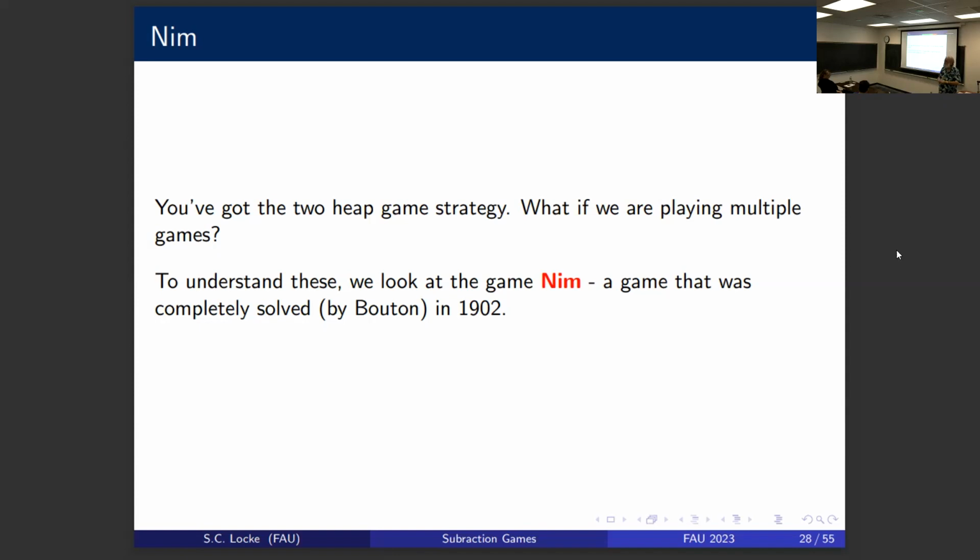Before 1902, I don't think anybody had completely solved any particular combinatorial game. So this is kind of the first one. A fellow named Bouton, not the one who works here, because if he was, he would have done this 121 years ago. He doesn't look that old. Also spells his name differently.